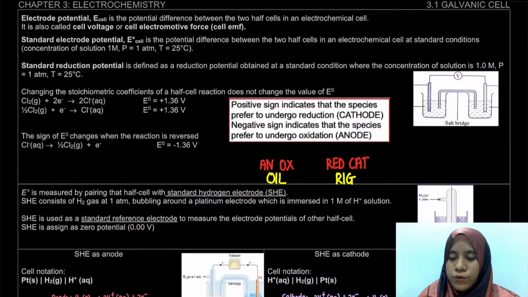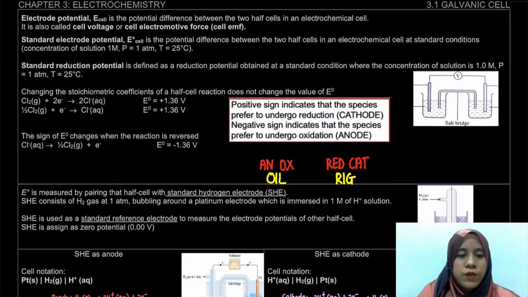Now let's look at your notes on page 4. So here is the definition. What is the electrode potential? It is the potential difference between the two half cells in an electrochemical cell. Based upon the galvanic cell or the voltaic cell, we know that it must contain two half cells, one anode, one cathode. Another is our salt bridge. And then when this reaction occurs, it will produce a voltmeter reading here, which we can record, and this is what we call the electrode potential. Or it could also be called cell voltage or cell electromotive force.